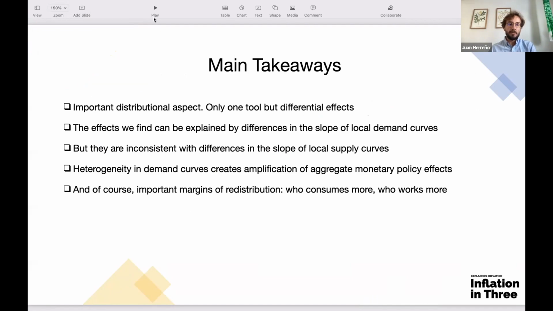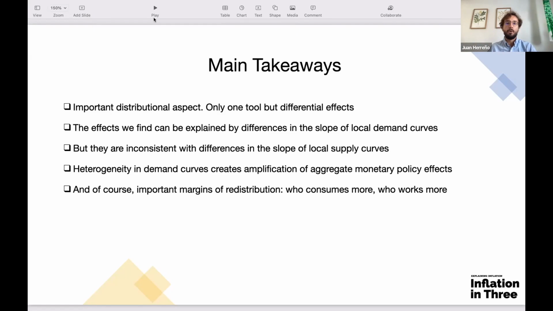We tend to think that in normal times, monetary policy authorities have only one tool at their disposal, the policy rate, but their actions create very differential effects on space. Now, these effects, in which you observe a positive co-movement in areas in which you observe larger price responses and employment responses at the same time, can be explained in a simple model by differences in the slope of local demand curves, but they're inconsistent with differences in the slope of local supply curves, for example, in the slope of the Phillips curve.